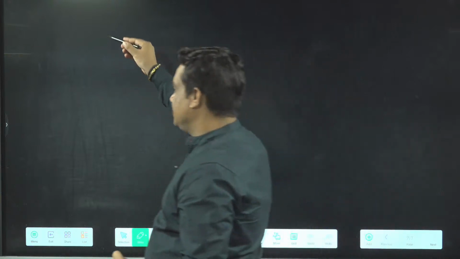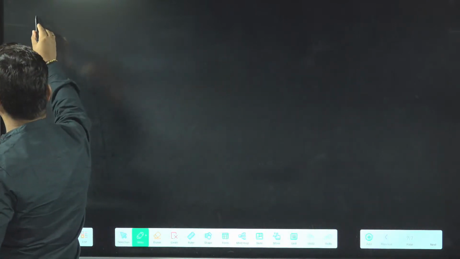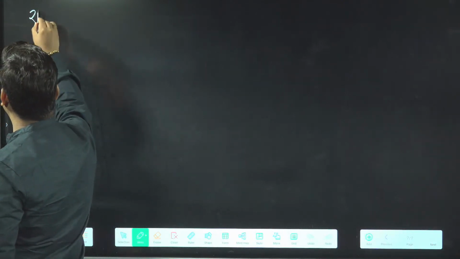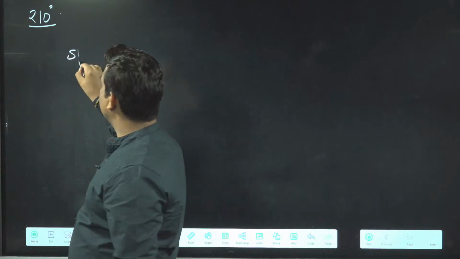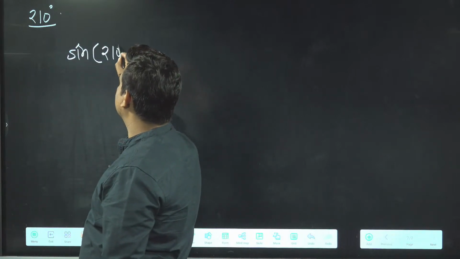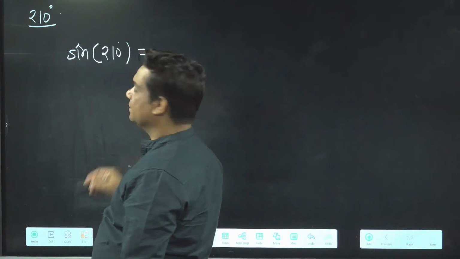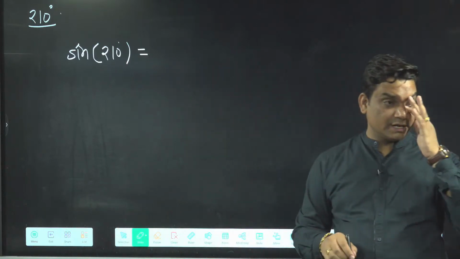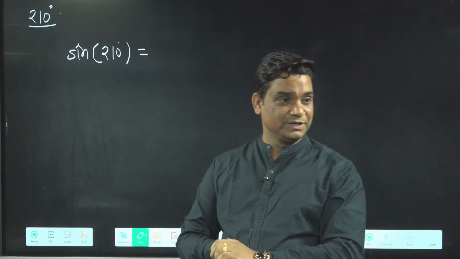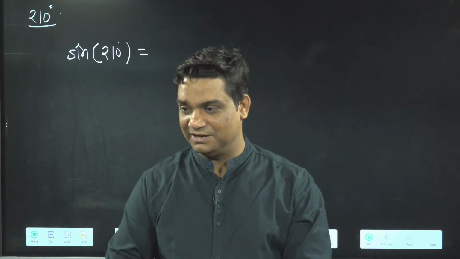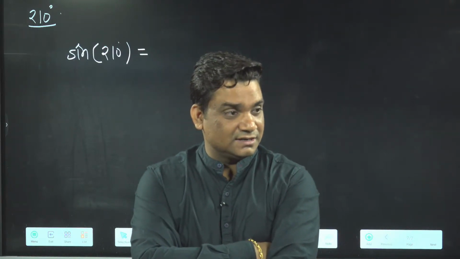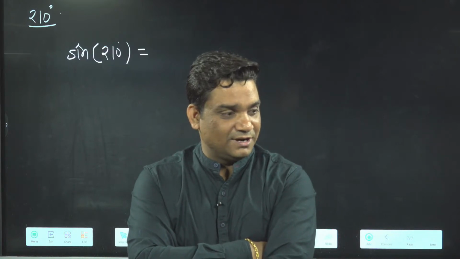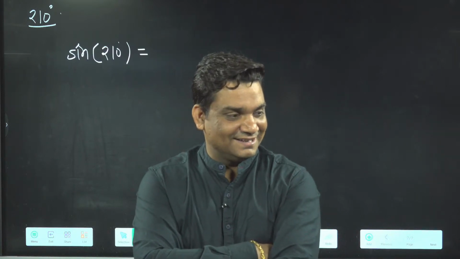Now, the next value that we are going to have here, I can take 210. So what can I write here? I can write sine 210. Tell me, sine 210. I need the answer from you. Already I have told enough things. What is the answer? Tell me fast. I need the final answer, not how you will write this.